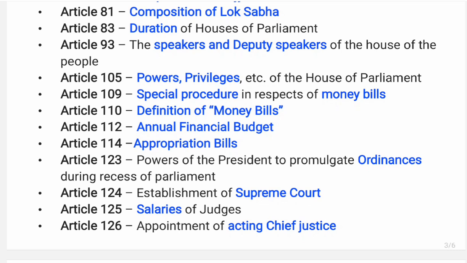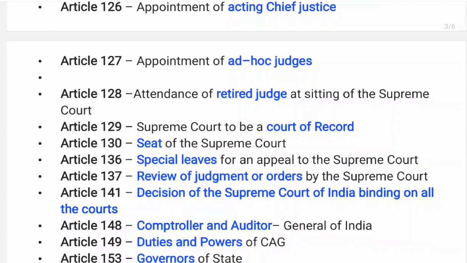Appropriation bill. Article 123, ordinances. This is also important. Article 124, Supreme Court. Article 125, salaries. Article 126, acting Chief Justice. Article 127, ad hoc judges. Article 128, retired judge. Article 129, court of record. Article 130, seat of the Supreme Court.